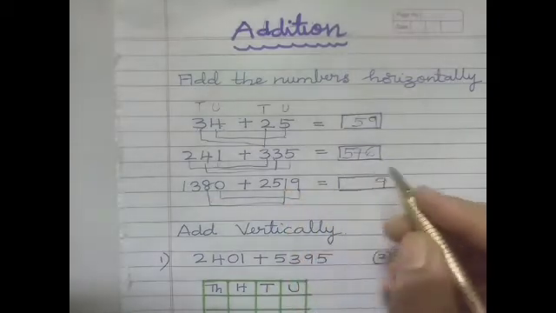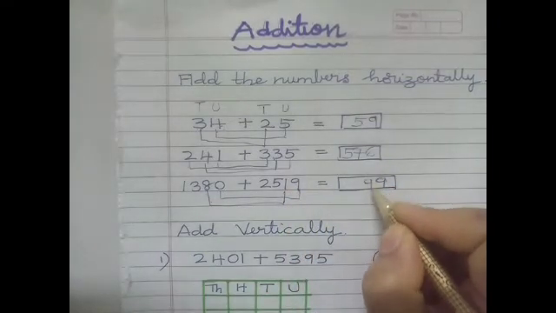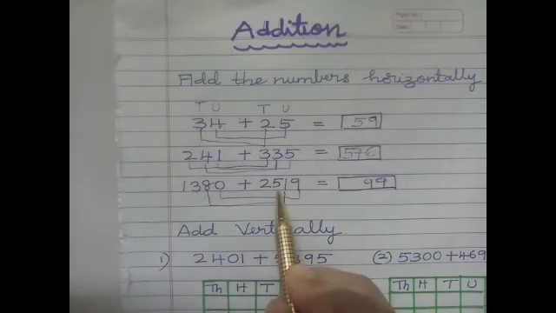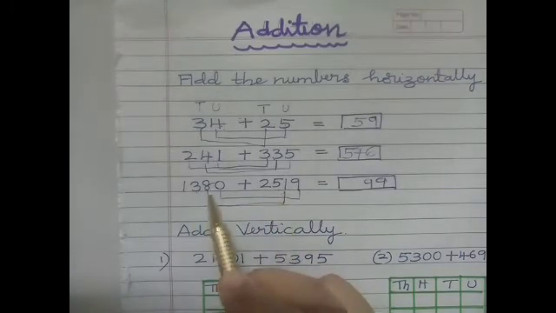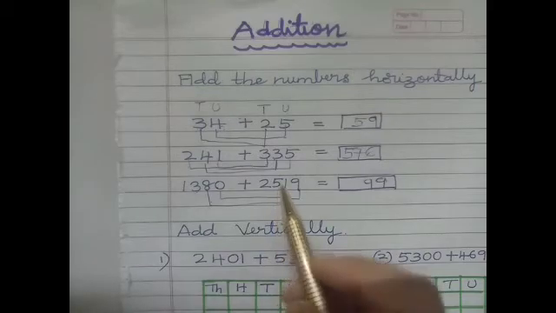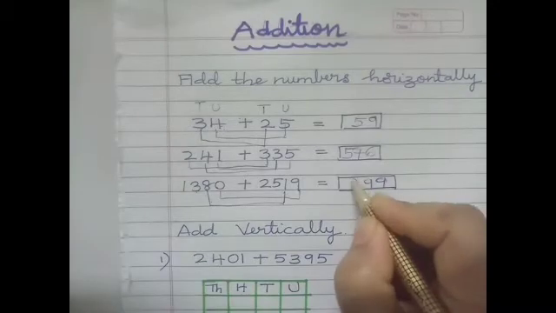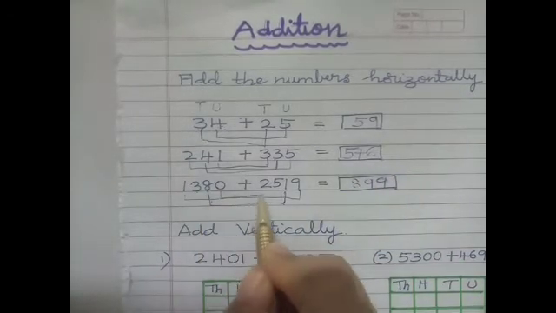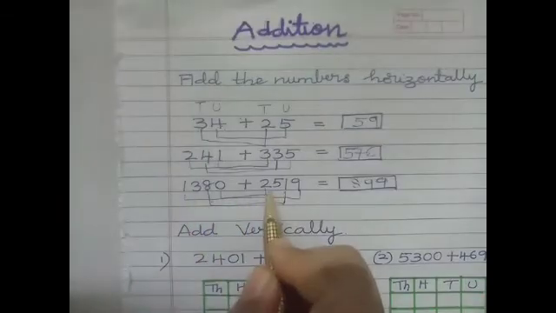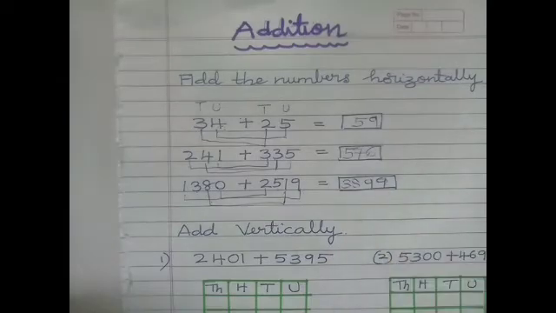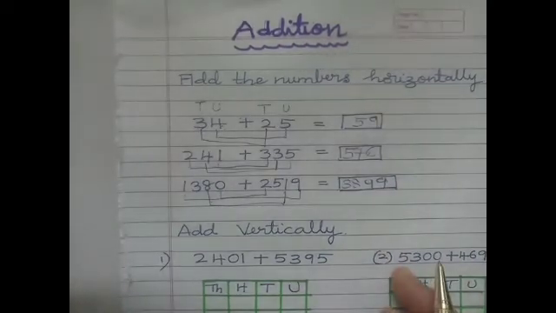8 plus 1 is 9. Then 3 plus 5. After 3, 4, 5, 6, 7, 8. That is 8. And next comes 1 plus 2. 1 plus 2 is 3. So children, in this way we are adding the numbers horizontally.